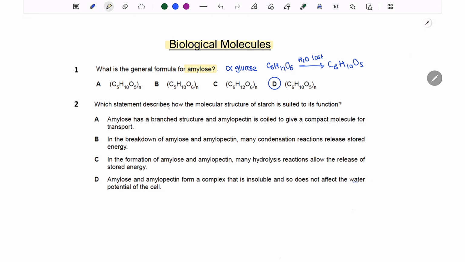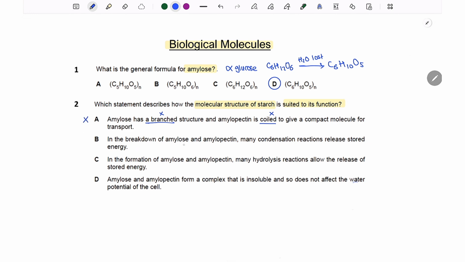Question number 2. Which statement describes how the molecular structure of starch is suited to its function? There could be other points that could be accurate, but they may not be related to the function, so you have to be careful. A, amylose has a branch structure and amylopectin is coiled to give a compact molecule for transport. Now that would be wrong because it's the other way around. Amylose is coiled and this is branched. So this is not our answer.